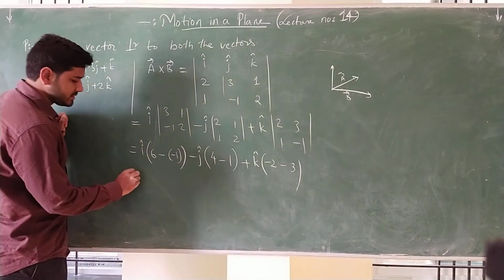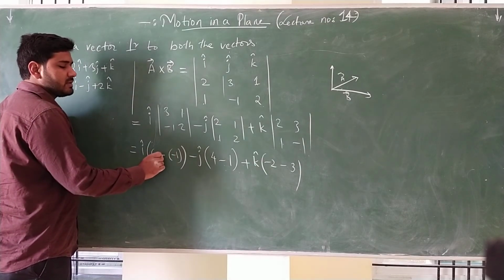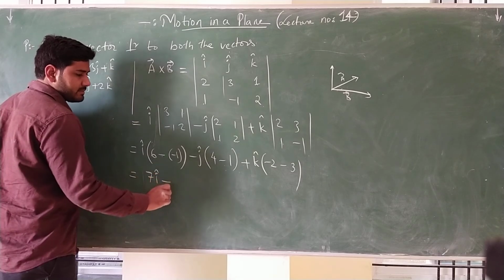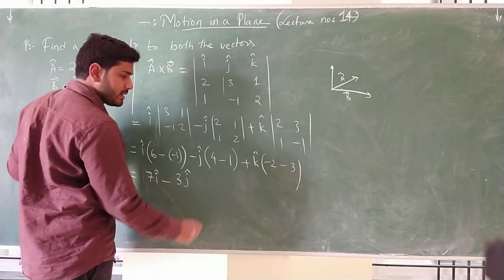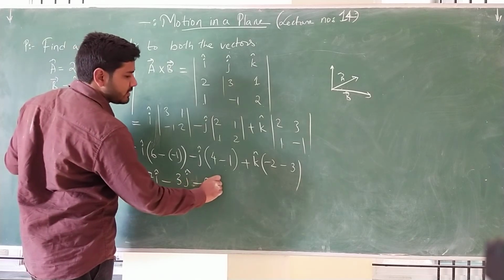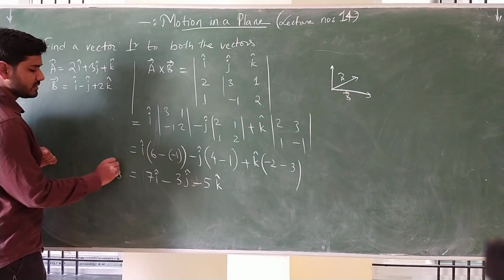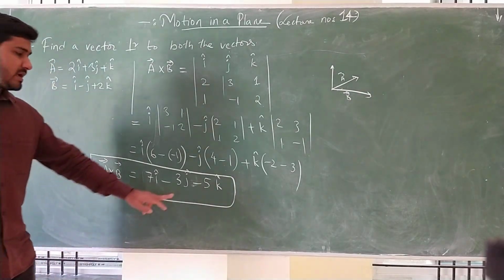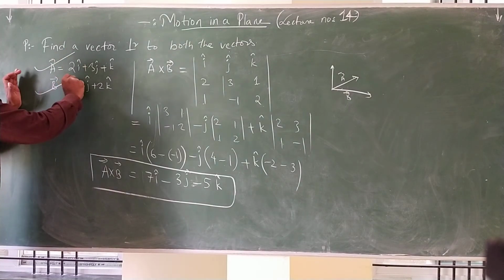So if you take this i cap, 6 minus of minus 1, so minus into minus is plus, so 6 plus 1 is 7 i cap. Done. Minus, 4 minus 1 is 3, so minus 3 j cap, plus minus 2 minus 3 is again minus 5 into k cap. So this vector is A cross B. So this vector 7i cap minus 3j cap minus 5k cap will be perpendicular to this vector and this vector also.